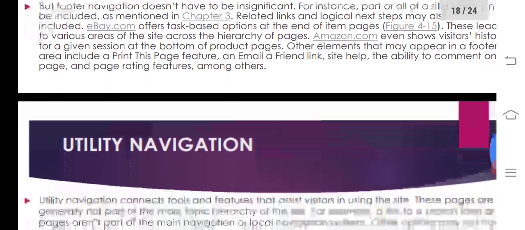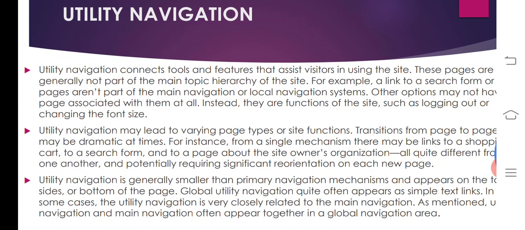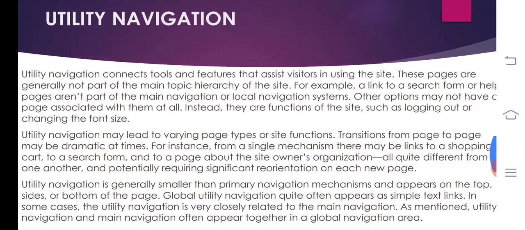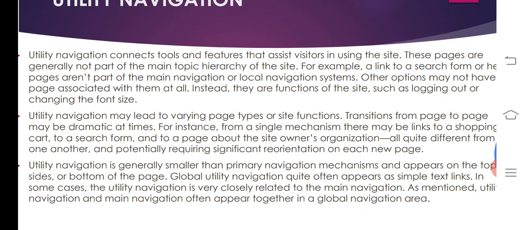Utility navigation: here, tools and features that assist visitors in using the site. These pages are generally not part of the main topic hierarchy of the site. For example, the search form page is not part of the main navigation or local navigation system. Other options may not help the page associated with it, instead the functions.